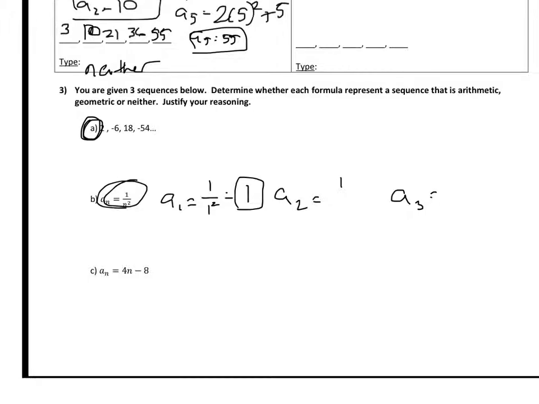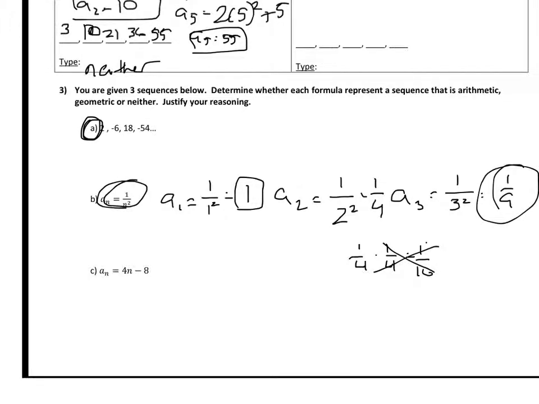Now I'll do 2. 1 over 2 squared. Well, 2 squared is 4, so 1 over 4. I'll do 3. 1 over 3 squared, which is 1 over 9. So how can I get from 1 to 1/4? I can multiply by 1/4. But then if I multiply 1/4 times 1/4, see if that pattern continues. 1/4 times 1/4 is actually 1/16, and that is not what we have here for my third term, 1 over 9. So because there's no pattern arithmetically or geometrically, it's going to be neither.